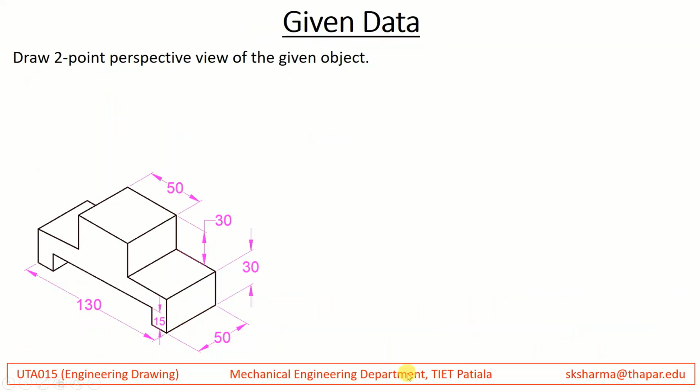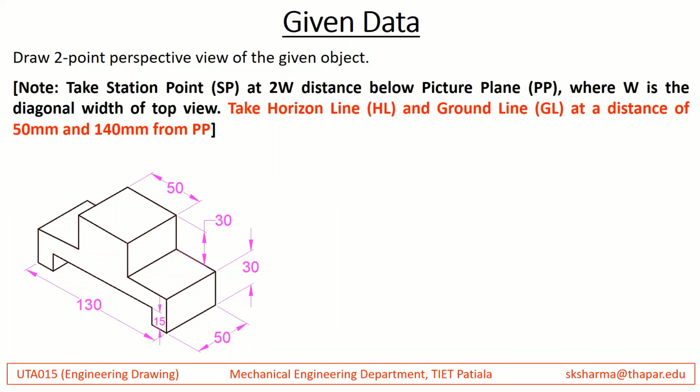So let us start with the problem. In this case, the problem is that we have to draw the two-point perspective view of the object that is given here. Now in this case, you are given the isometric view of an object. In some cases, it may not be an isometric view, it may be directly the front view and the top view. In addition to these geometrical details, the data related to the location of the station point, the horizon line and the ground line is also given.